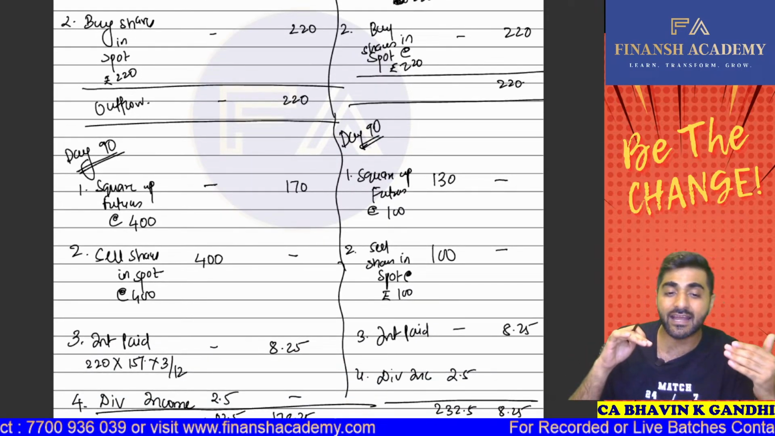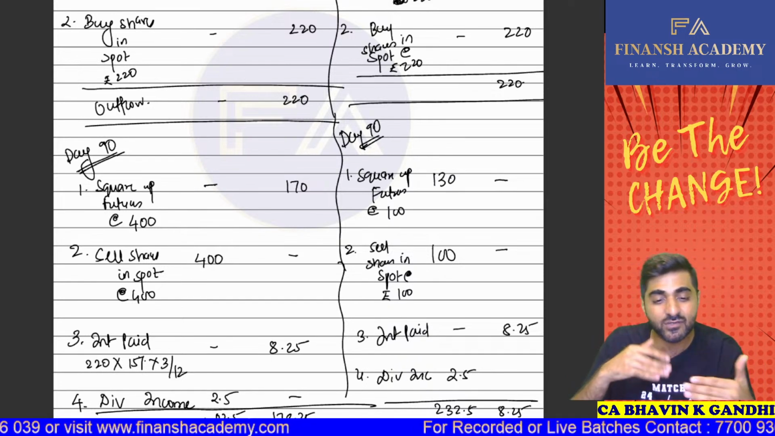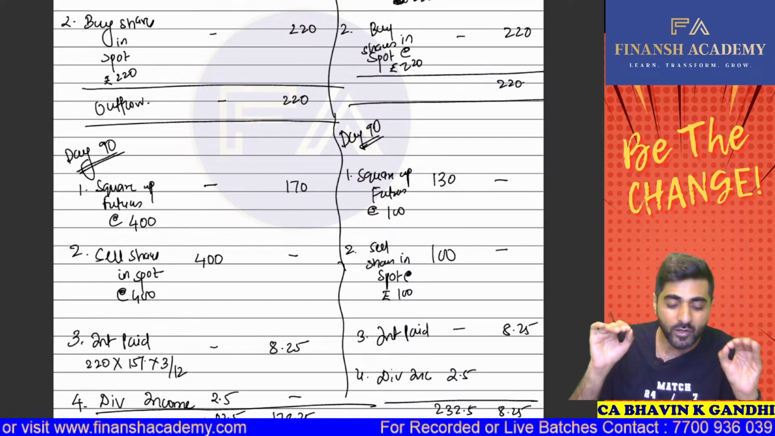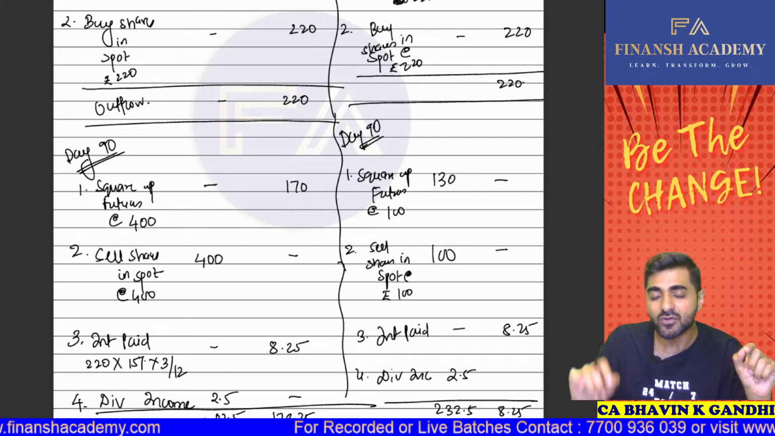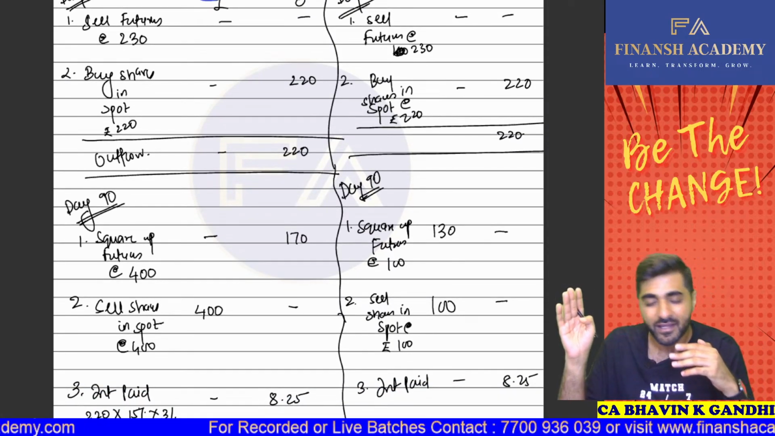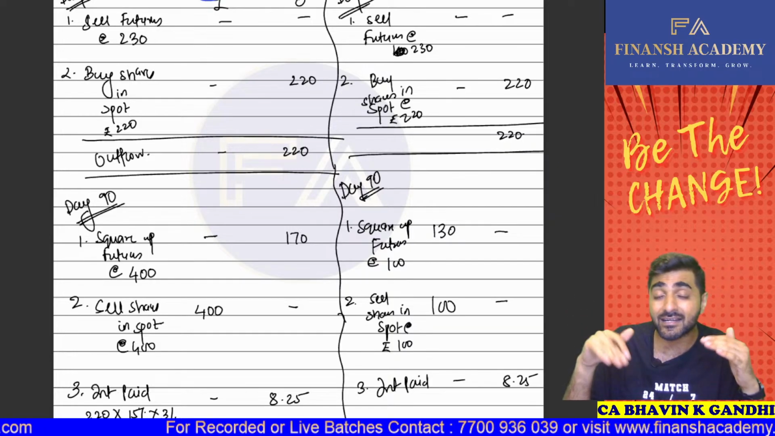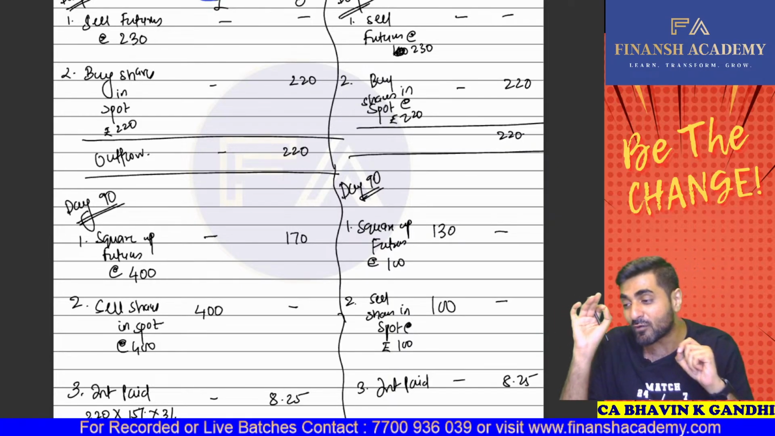And then at your day 90, what is going to happen is that we'll be squaring up the future contract. So when we are squaring up the future contract, we'll be squaring it up at 400 rupees. So we had sold it for 230. Now we are squaring it up at 400. So definitely we are buying it at a much higher rate. So there is a loss. So because of that there is an outflow of 170.